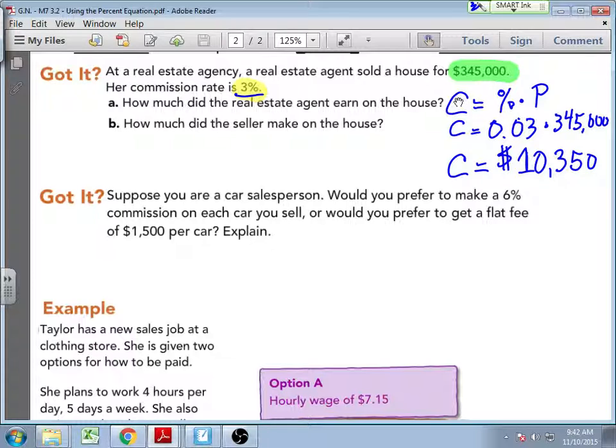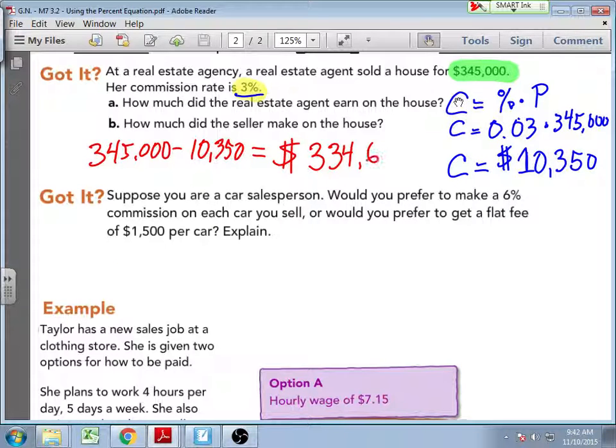So, Bella, how would I find what the seller still gets? You take $345,000 and you subtract 10,350. And we get that the seller still made $334,600, which is still pretty darn good. That's a lot of money. It's actually $334,650. Sorry, thank you for getting me before I captured it.